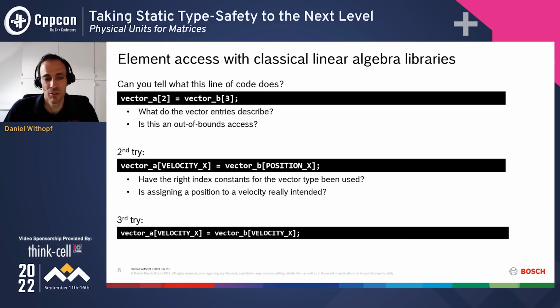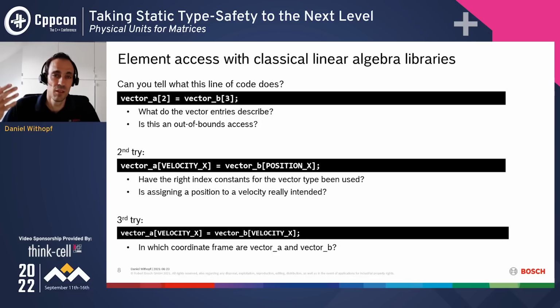And in the last try, maybe the code line now looks like this here. So we're now accessing vector B with velocity X index and assigning it to vector A, again at velocity X index. Now this code line looks better because now the indices seem to mean the same thing. So they seem to have the same semantic meaning. But there's still one last question remaining. Namely, in which coordinate frame are vector A and vector B? Because it might just be the case that vector B is from one coordinate frame and vector A is from a completely different coordinate frame. And if these 2 coordinate frames do not overlap, then this might again be an invalid operation because the coordinate frames are not compatible.